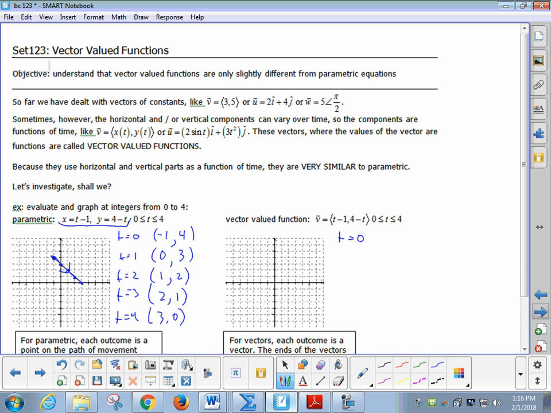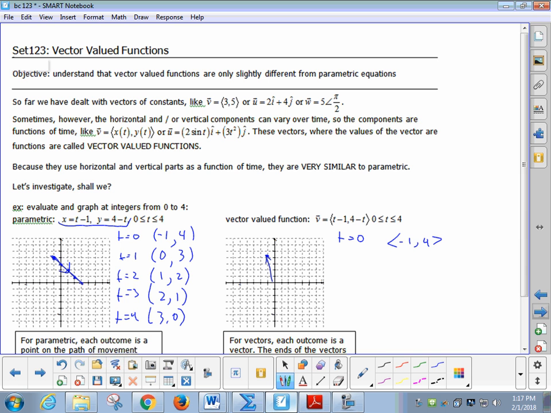When time equals 0, what do you get? Negative 1, 4. Now here's the difference. Is that point negative 1, 4? That's vector negative 1, 4. This is a vector function. When you get negative 1, 4, that's a vector negative 1, 4, not a point negative 1, 4. And so you would show that by saying, assuming we start at the origin, we're going to go to that point.